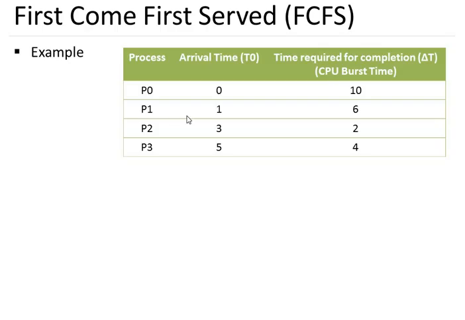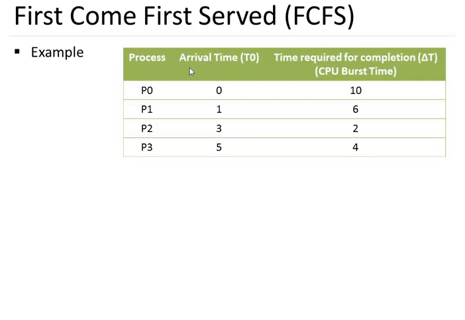Process P1 arrives at time 1 and requires 6 units for its completion. So it requires CPU up to 6 units. Okay. Now as you can see, this arrival time is given. So you have to build up a queue based on this arrival time.